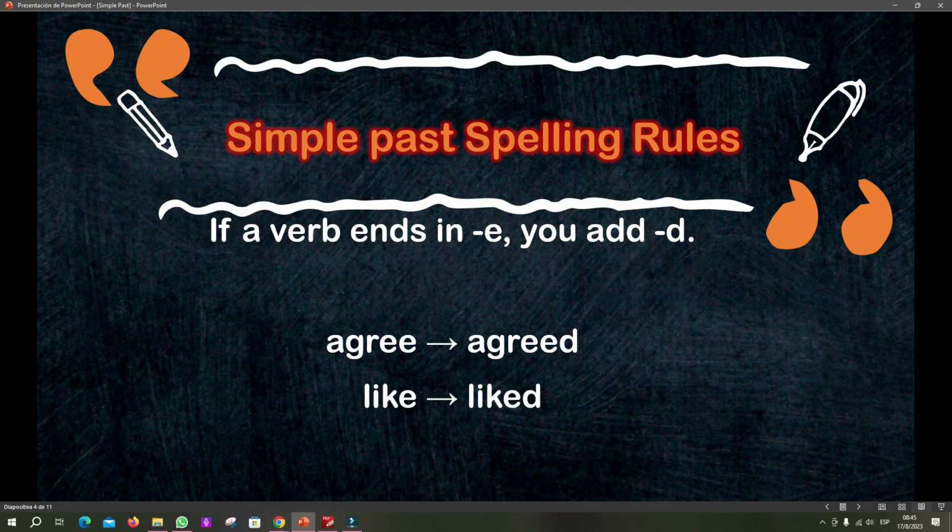Also, like, finish in E, so you just need to add D. Like, liked, right? Or escape, escaped, right?